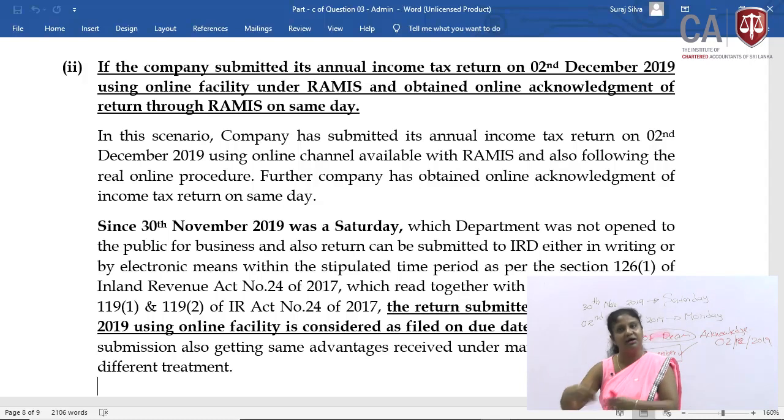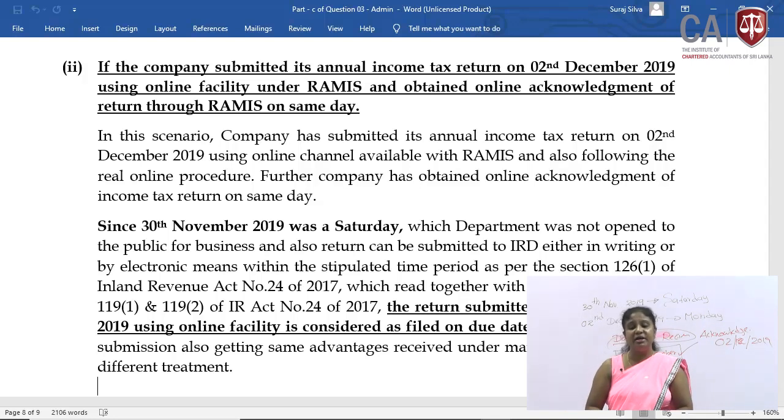Under that procedure you have submitted the return. Then the company obtained an online acknowledgement of the income tax return on the same day, that means 2nd December. That means all the particular procedures have been followed. Again, under section 119 subsection 1, this is considered a deemed return filed on the due date. We will see that part.